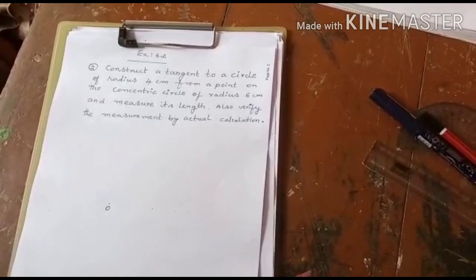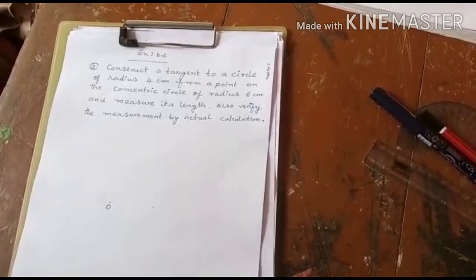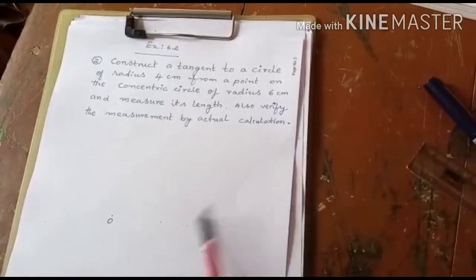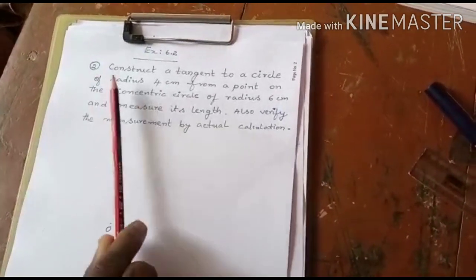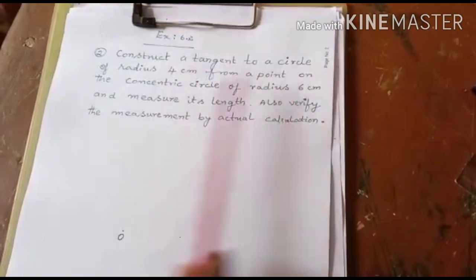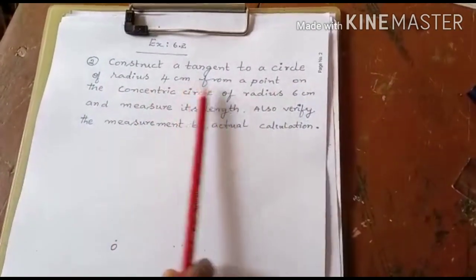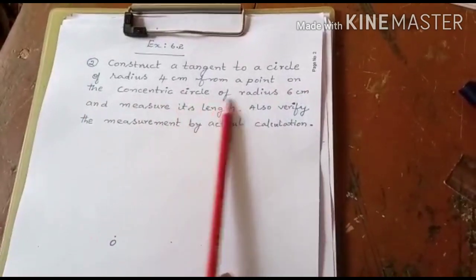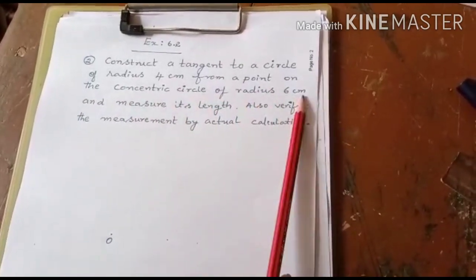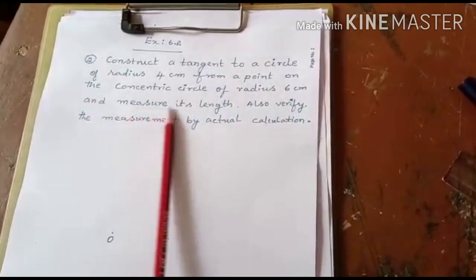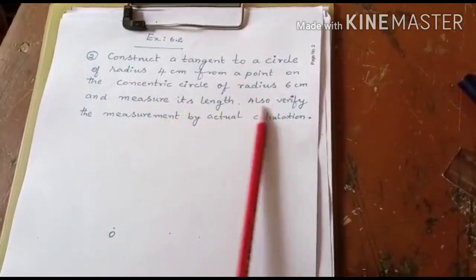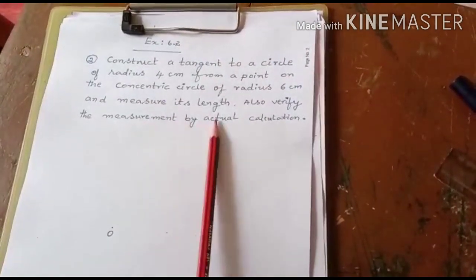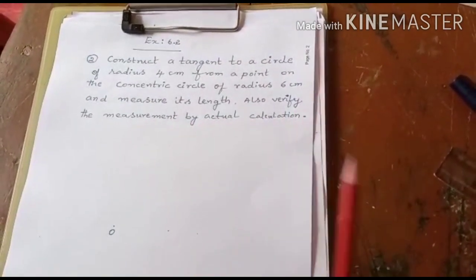Now, let us do the second problem of exercise 6.2. Construct a tangent to a circle of radius 4 cm from a point on this concentric circle of radius 6 cm and measure its length. Also, verify the measurement by actual calculation.